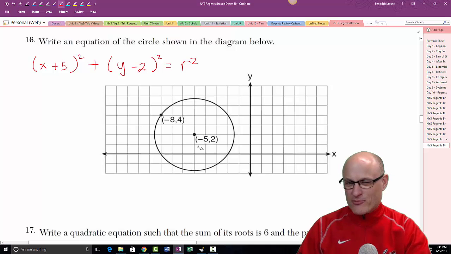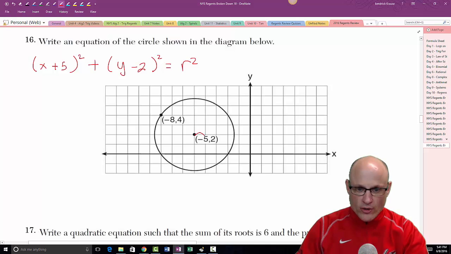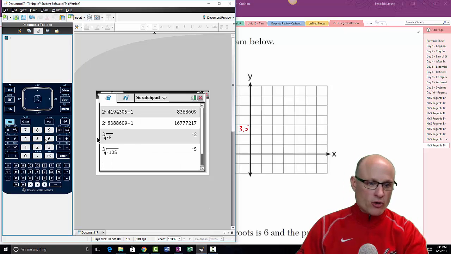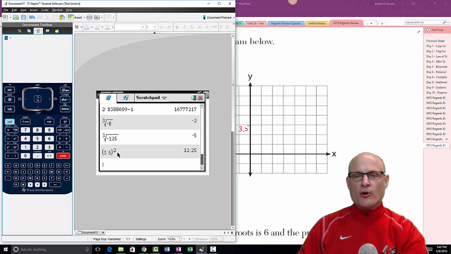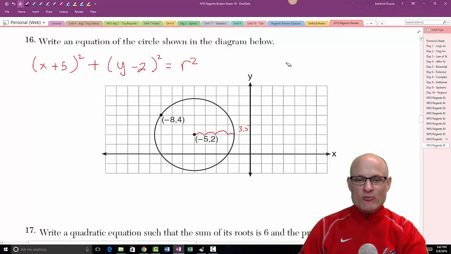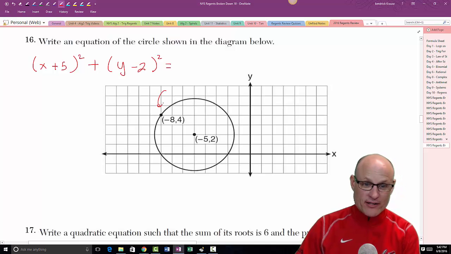The only hard part about this problem is finding the radius. Well, it's 1, 2, 3. It looks like 3.5 is the radius. I'll come over to my calculator. I'll go 3.5 squared. I get 12.25. No, right, 12.25 there. And you'll be wrong. You can't pick an arbitrary point. There's got to be a reason why they gave you this point right here, right?